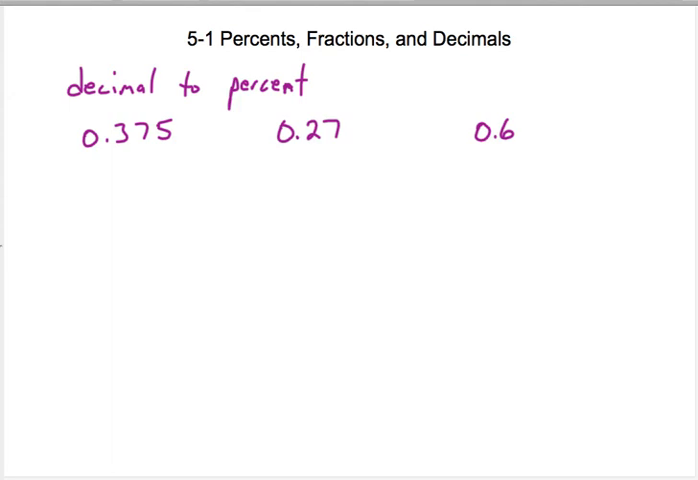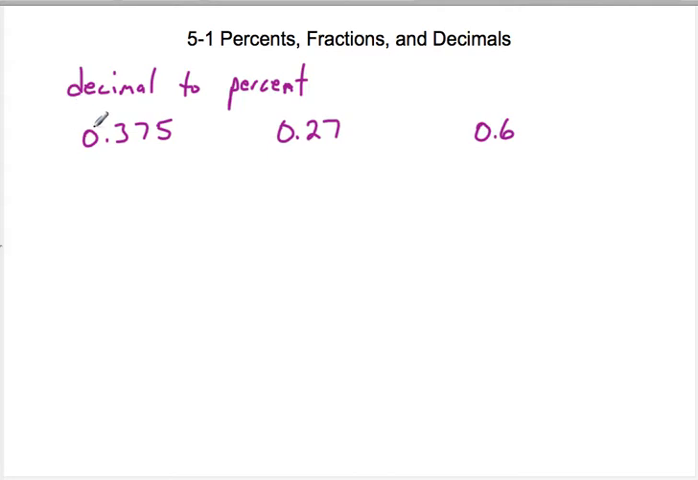Hello, we are starting a new chapter today, and this chapter is all about percents. We're going to do some quick review in this video about how to change between percents, fractions, and decimals so that we can move on to some more interesting problem-solving situations involving percents later on in the chapter.